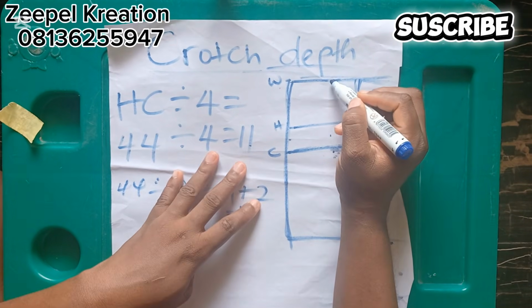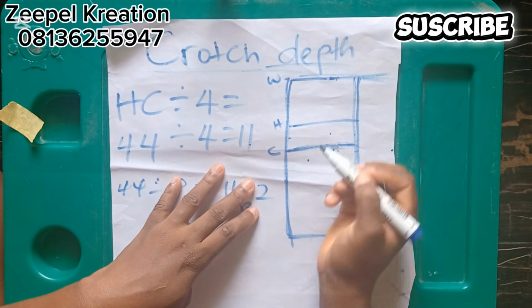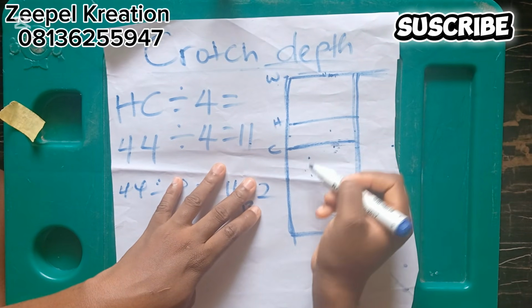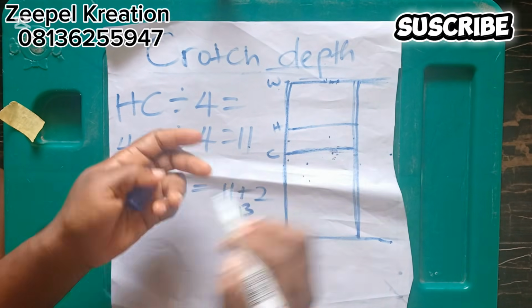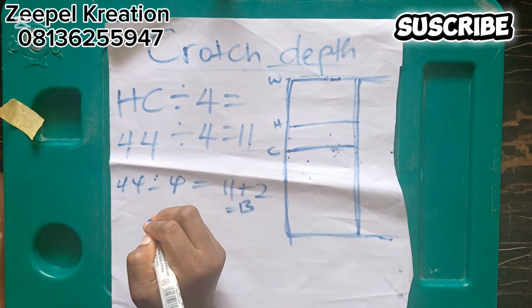So that means vertically from my waist, from up to down, I'll mark 13 inches. It will now serve as my crotch depth for loose trouser.